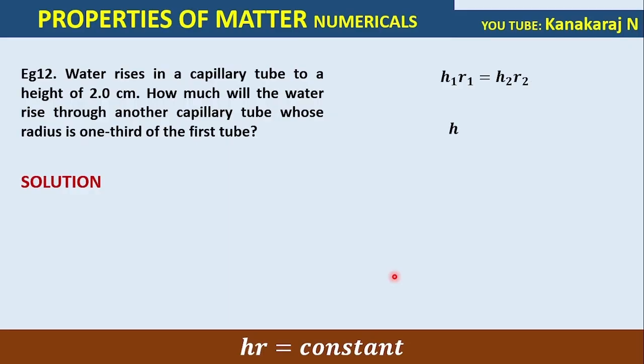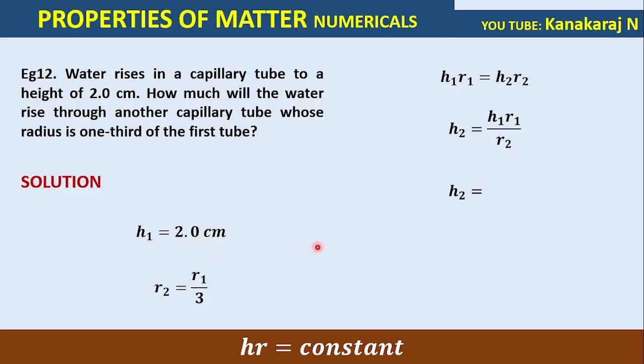What we are going to find is h2 equals h1 r1 upon r2. The h1 is given, equals 2 centimeter. r2 is given, which is equal to 1/3 of r1. We are going to substitute these values in the formula. And please don't bother about the centimeter to meter conversion. The final answer will be available in centimeter only.